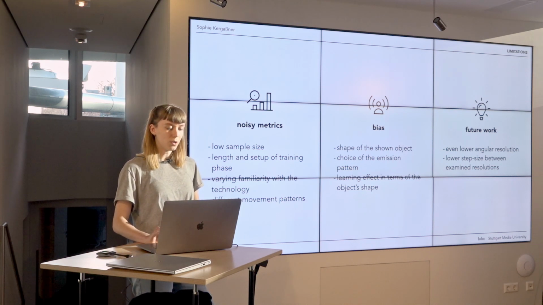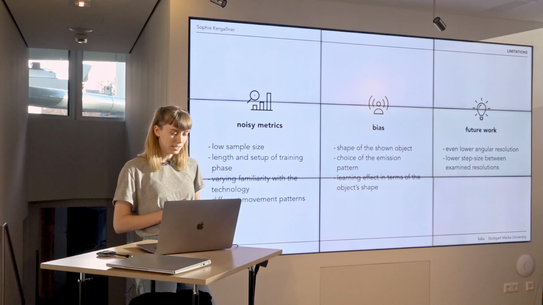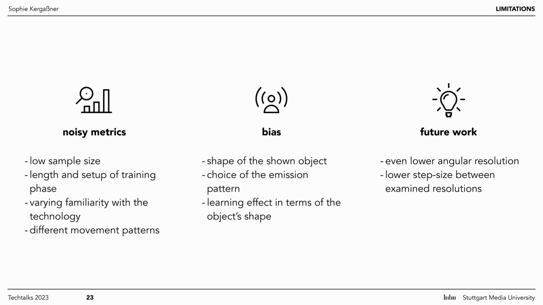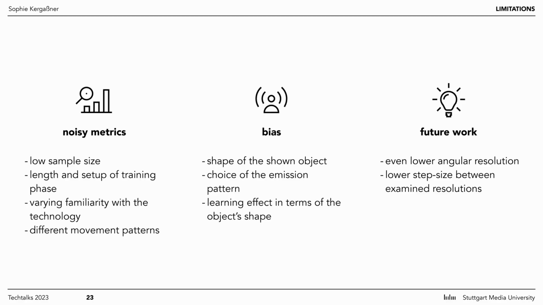And maybe we also had some biases, for example in the shape of the shown object. So maybe if we show a real-life scene or a different object, the ratings would be different. Also, the choice of the emission pattern, that it blends into each other rather than having sharp edges, could improve the ratings a bit because it doesn't look that annoying. And maybe we have a learning effect in terms of the object shape, especially when it comes to the questions of how well you recognize the shape. Maybe we have to make it a bit more challenging. And these biases can't be verified nor ruled out.